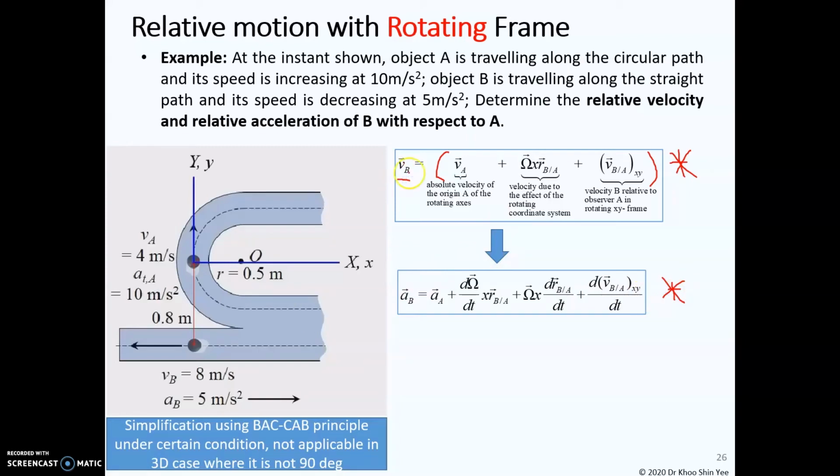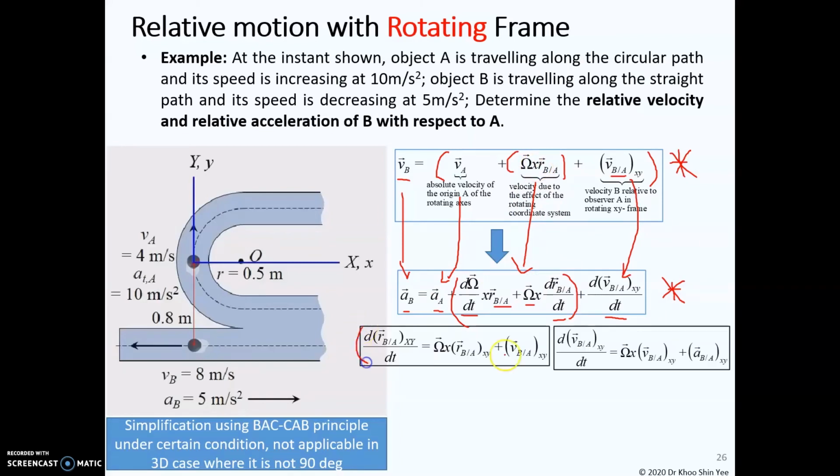Differentiate the absolute velocities at point B and point A, you obtain the acceleration B and acceleration A directly. Differentiate the relative velocity with respect to time, you obtain this term. Differentiate the velocity due to the rotating frame effect: differentiate the ohm, you obtain d ohm divided by dt, and the r remains. Then differentiate the r with respect to time and keep the ohm, you obtain these two terms. So this is the result after you differentiate the velocity due to the rotating frame effect.